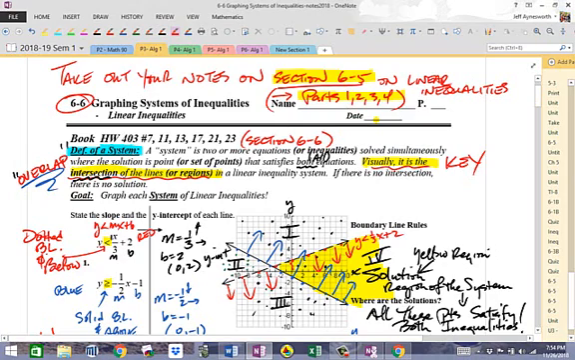And I'll see you in my next lesson in linear programming. This is all prep for what's called linear programming, which is the application of linear inequality systems. We'll talk about that in my next lesson.